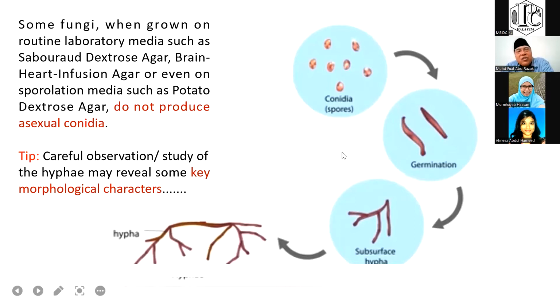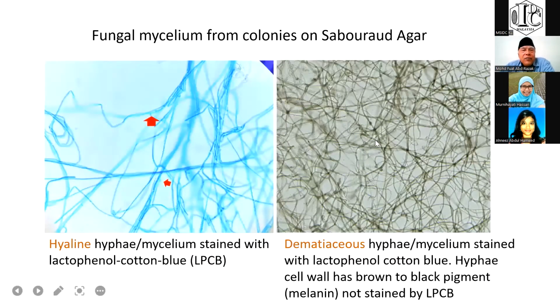Because, for example, some fungi such as mushrooms won't sporulate on Sabouraud, won't sporulate on BHI, so we will see only hyphae. So we have to study the hyphae to see if we can identify some structure that allows us to conclude that the fungus we are looking at is a mushroom. Okay, fungal mycelium from colonies on Sabouraud agar.